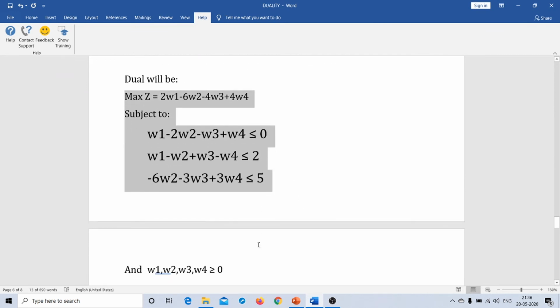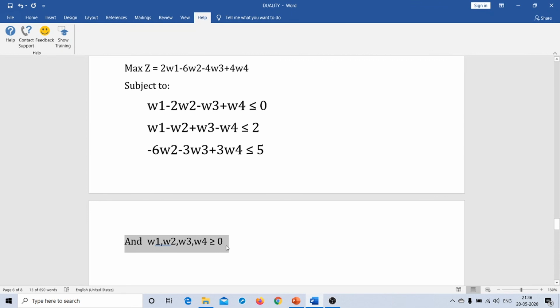Of course I cannot ignore this. I'll have w1, w2, w3, w4 greater than or equal to 0. So this is how you basically land up converting the primal into dual, right?